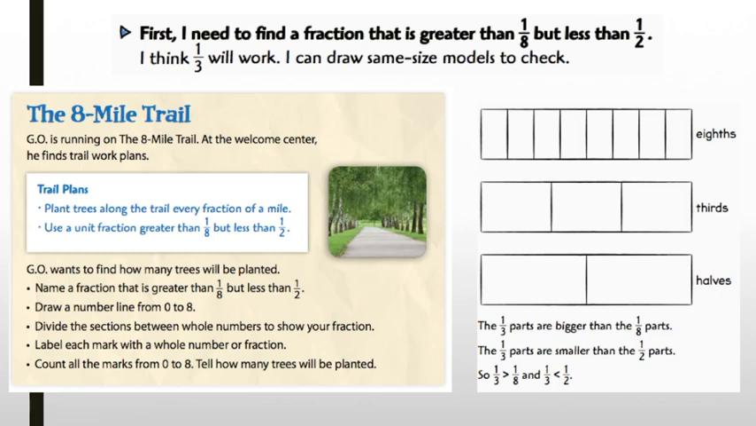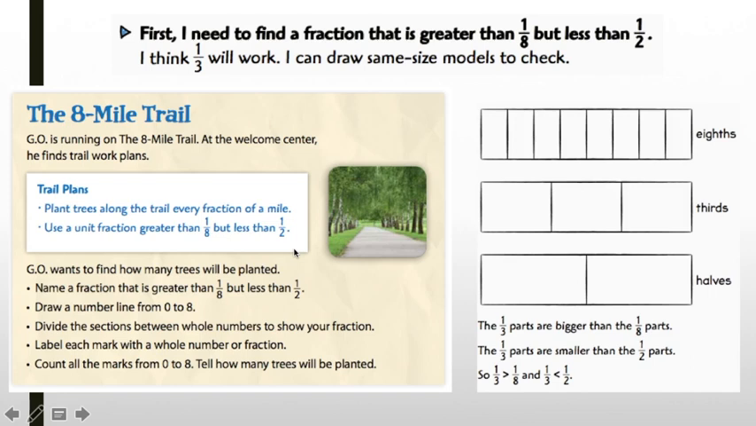a smaller number of parts. And that's what he did. He divided it into thirds. And then he wants it to be less than 1/2. So it says that 1/3 parts are bigger than the 1/8 parts. The 1/3 parts are smaller than the 1/2 parts. Therefore, 1/3 is greater than 1/8 and 1/3 is less than 1/2. So he has completed that first part of the plan.